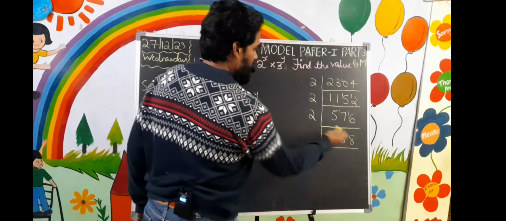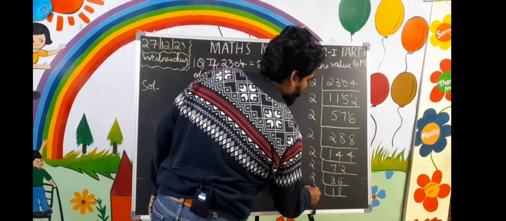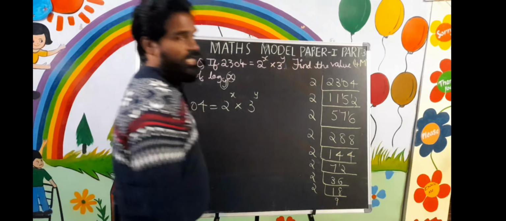Again, this is an even number, so divide with 2. 2 ones 2, 2 fours are 8, 2 fours are 8. Again an even number, so take 2 again. 2 sevens are 14, 2 twos are 4. Again an even number, 2 threes are 6, 1 balance, 2 sixes are 12. Then again even number, 2 18s are 36. Again even number, 2 nines are 18.